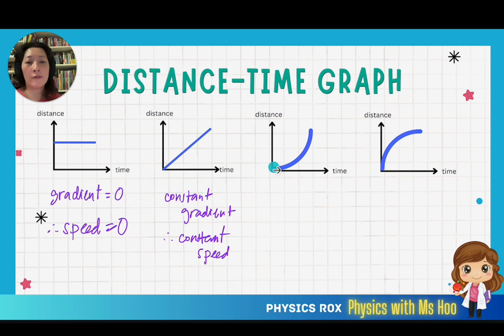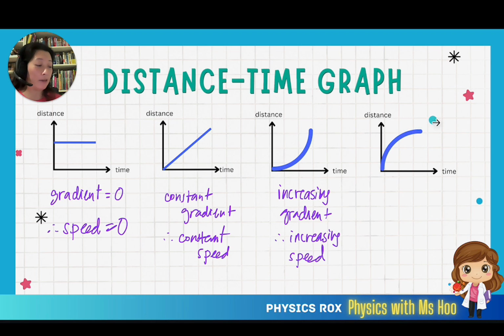For this graph, it's an exponential graph and the gradient is increasing. So an increasing gradient means the speed is increasing. And for this graph, the object is still moving, but the gradient is decreasing. A decreasing gradient means that the speed is decreasing.